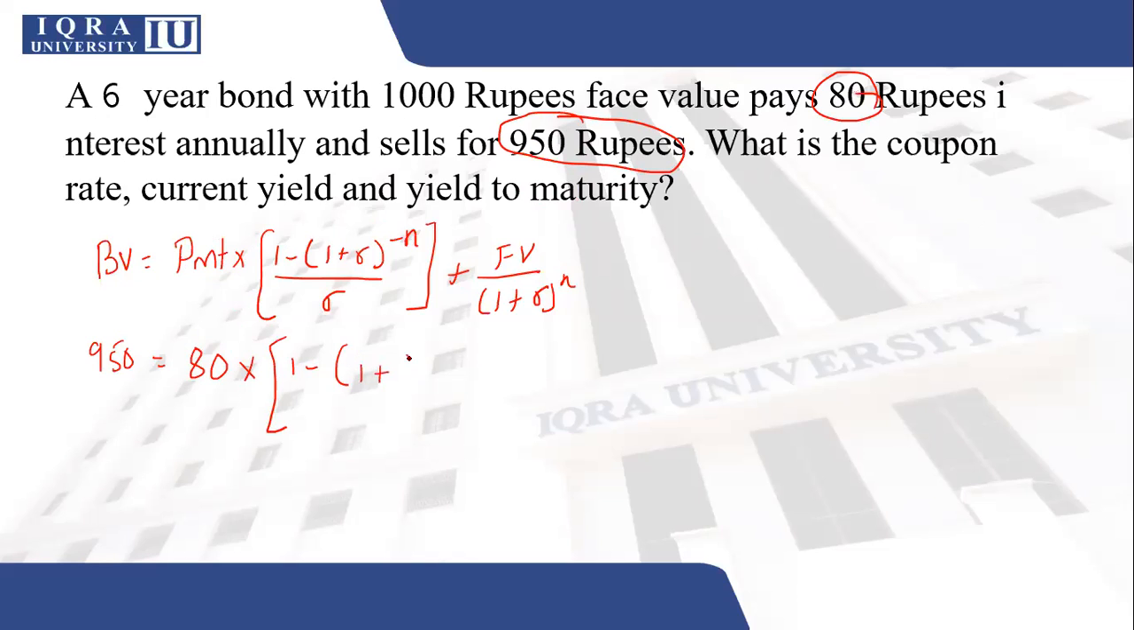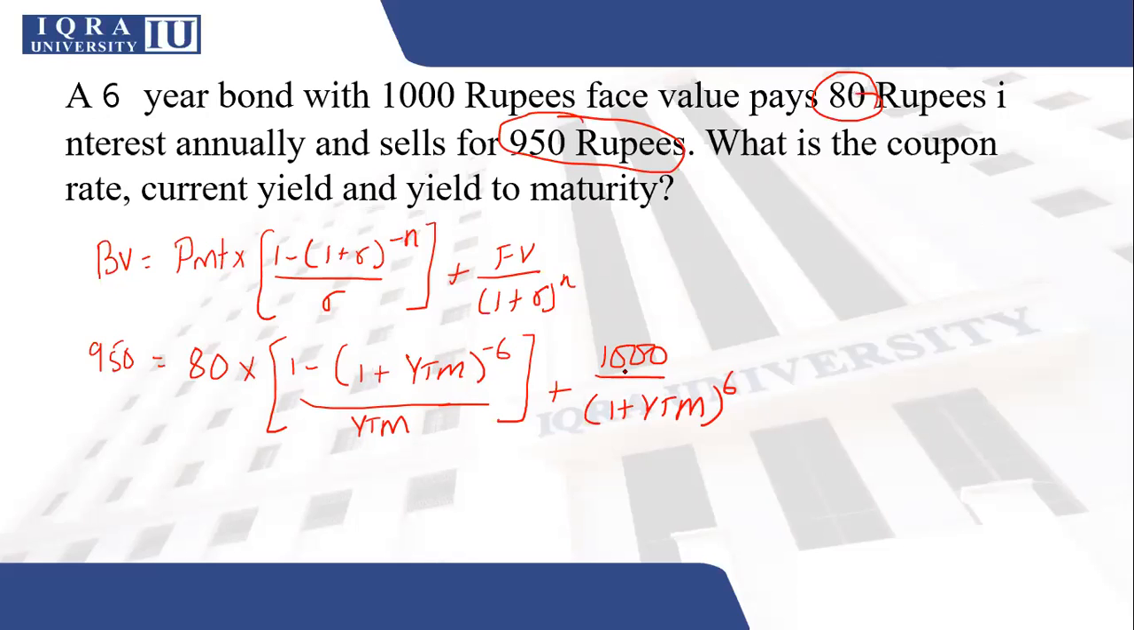So I can replace the R by YTM since that is what we're trying to figure out, and it is the same as the market interest rate. And we have YTM over here. Even if you just use R, then even then it's fine. The maturity is 6. The face value is 1000, over 1 plus YTM power 6.